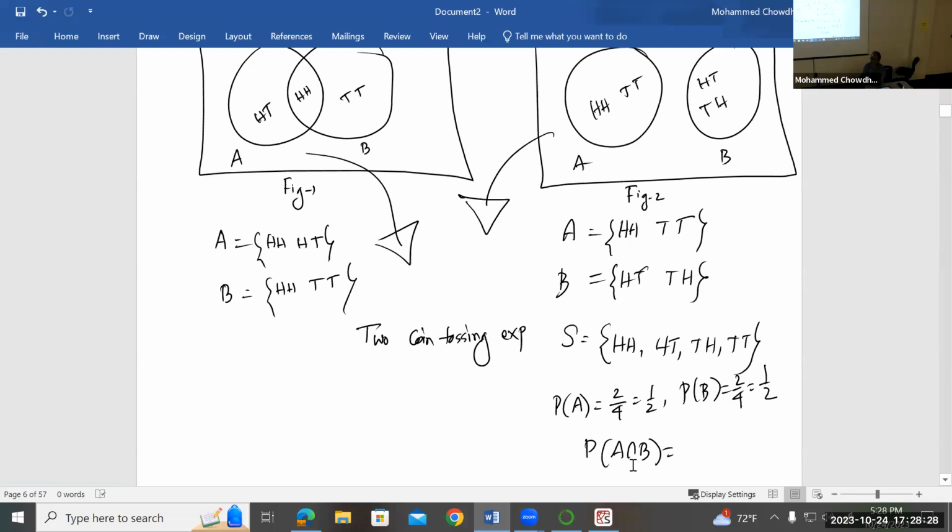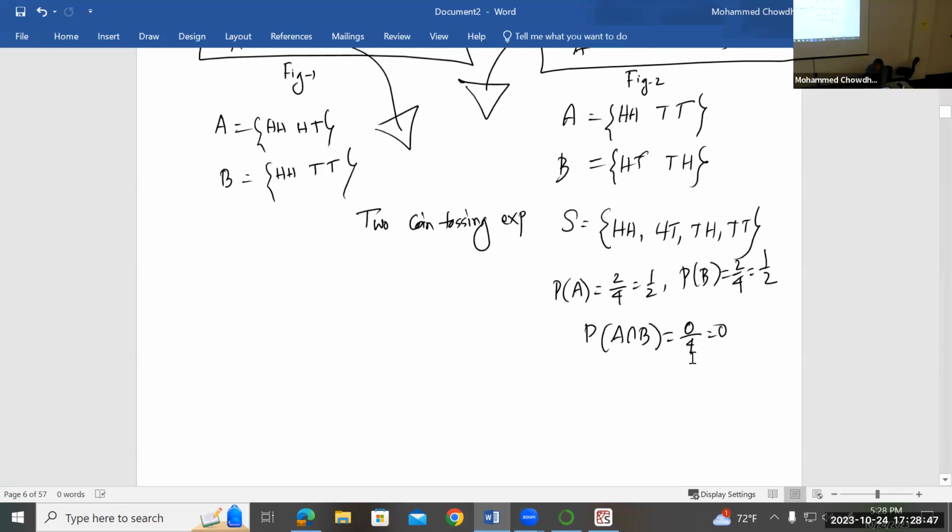No, right? A and B, A intersection B means A and B. Is there anything common in A and B? No, right? So that means this is 0/4, which is equal to 0. Clear, right? So now take a look at that.